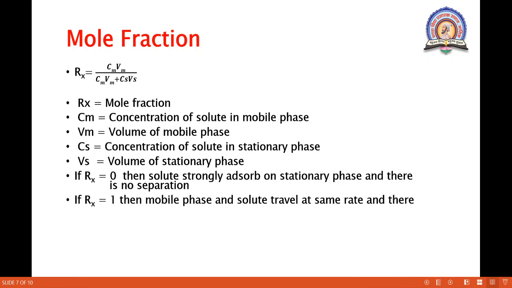If the Rx is 1, then the mobile phase and the solute travel at the same rate and there is also no separation. That means the mobile phase and the component travel at the same rate, so we do not get separation in the column. The ideal value of Rx is between 0 and 1. Then separation occurs, and that is called a good separation. So this is the mole fraction.